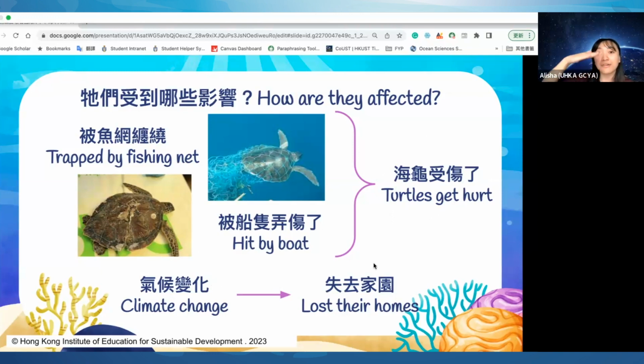When the sea level increases, the coastal area will be flooded, and the green turtles give birth on the sandy beach, which is a kind of coastal area. If they do not have a place to give birth for their next generation, we will no longer have any baby green turtles anymore. So therefore, they have actually lost their homes.